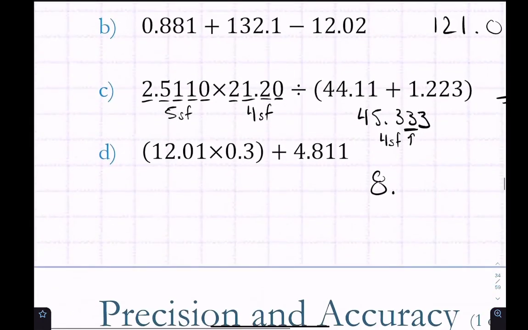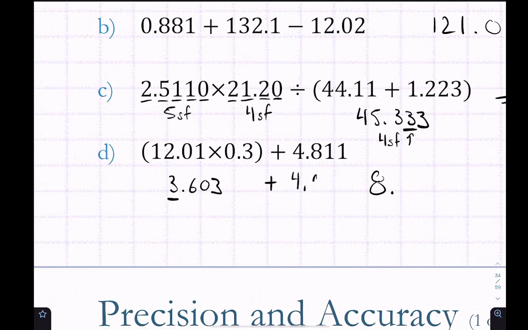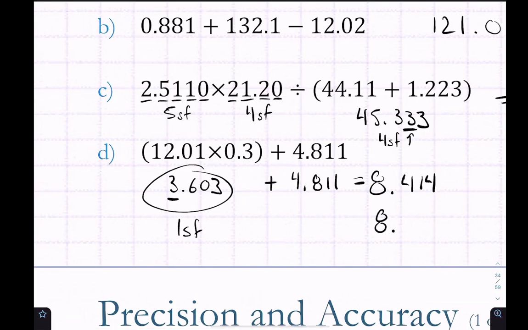This one is funny because when you multiply 12.01 by 0.3, 0.3 only has a single significant figure. So 12.01 times 0.3 is 3.603. So your only significant figure there is 3. But we don't want to round yet. And so when we add that to 4.811, we get 8.414. But because this is one sig figure, our final answer is just going to be 8. So this is a perfect example of why you need precision in all of your measurements. Because if you have one bad measurement, that means that everything else is less precise in your resulting calculation, at least.